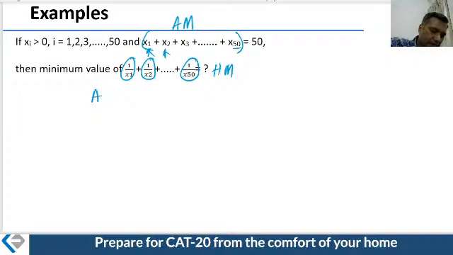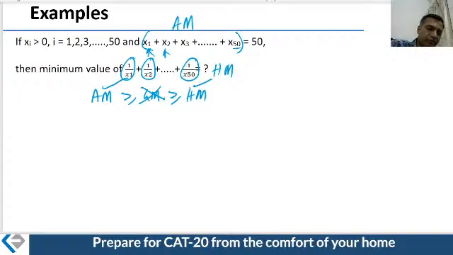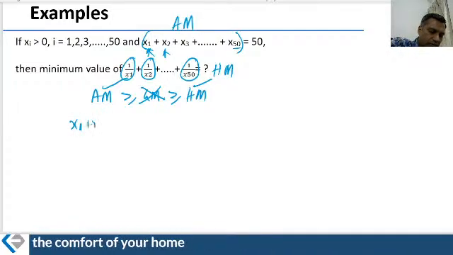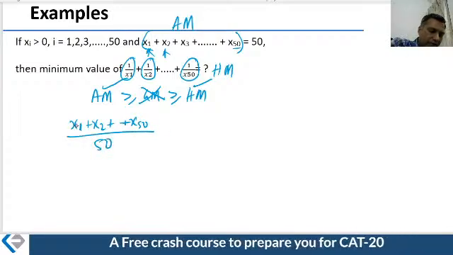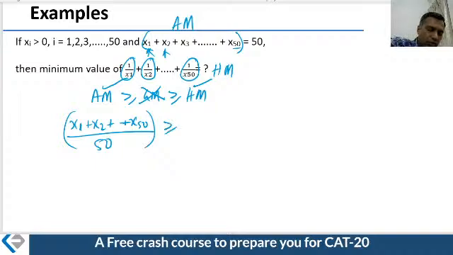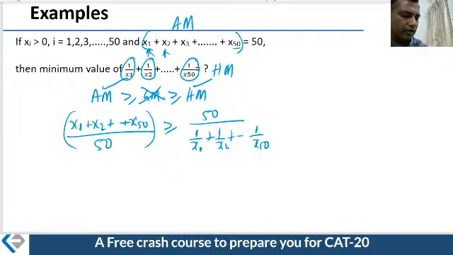Therefore you say that in this portion AM is greater than GM greater than HM, and I will take AM versus HM. How many terms? 50 terms. So you write x1 plus x2 up to x50, divided by 50 because there are 50 terms, is greater than or equal to 50 divided by 1 by x1 plus 1 by x2 up to 1 divided by x50. Now this is what you have.